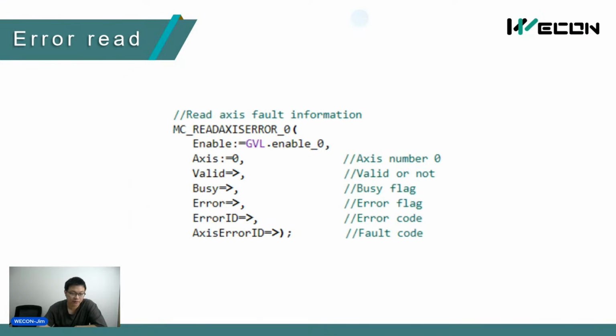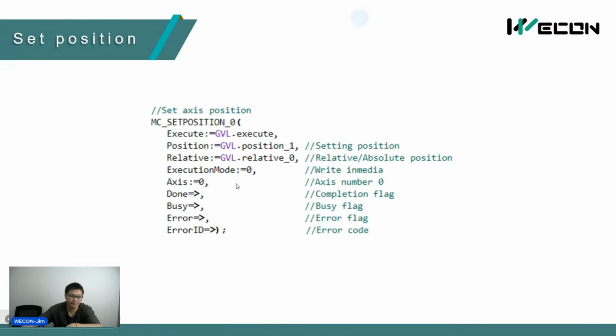The velocity is similar to read position. Also, we can add this error read function block to read the error or fault of our motor. So it will be easy for us to do the troubleshooting. And also, we only need to bind the axis ID to this function block, and we will get the error ID on the output terminal.